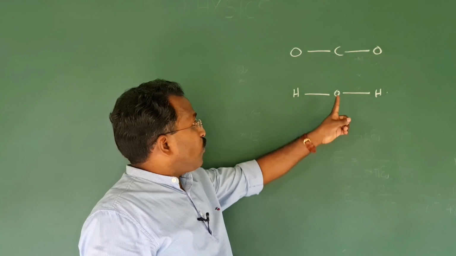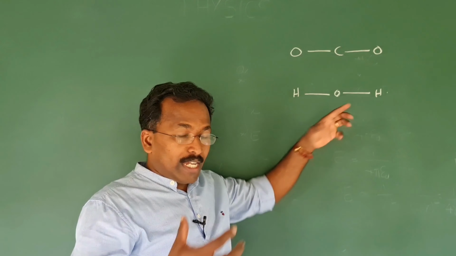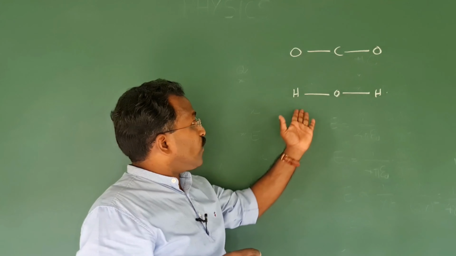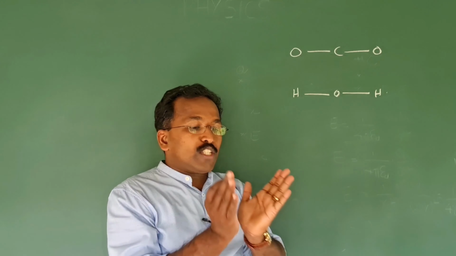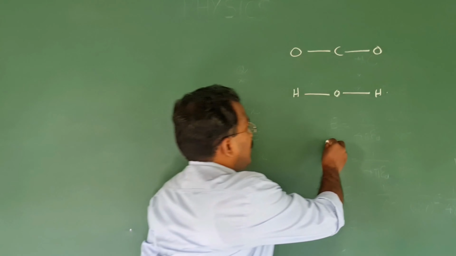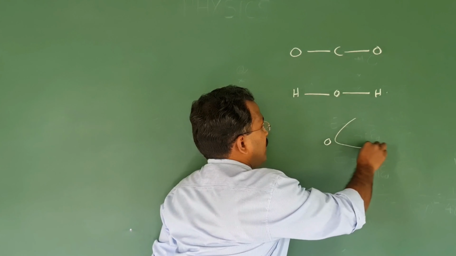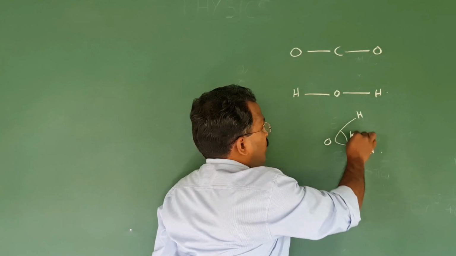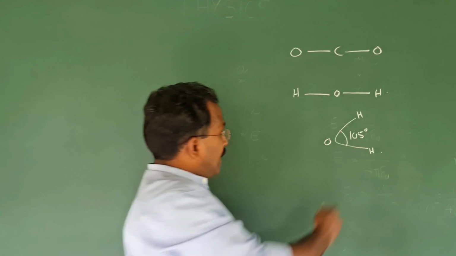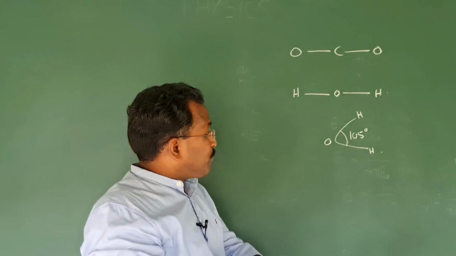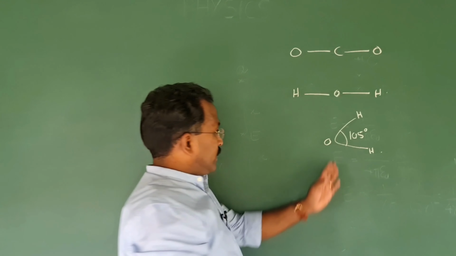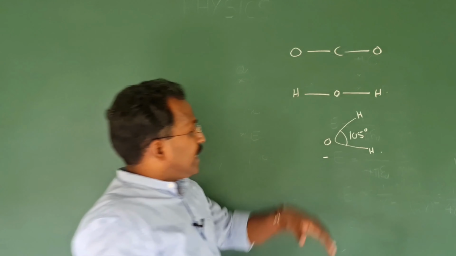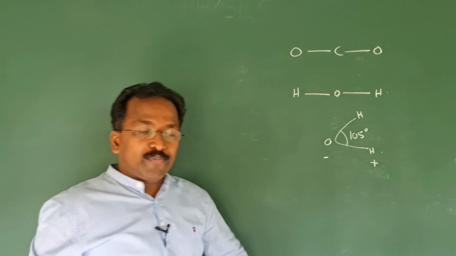The thing is, oxygen being highly electronegative attracts the bonded electrons towards it. So what happens is, instead of a straight molecular structure, it actually has a bent structure like this. See, oxygen here and the hydrogens are like this, and this angle is almost 105 degrees. And so one side of the water molecule, the oxygen side, is slightly negatively charged and the hydrogen side is positively charged.